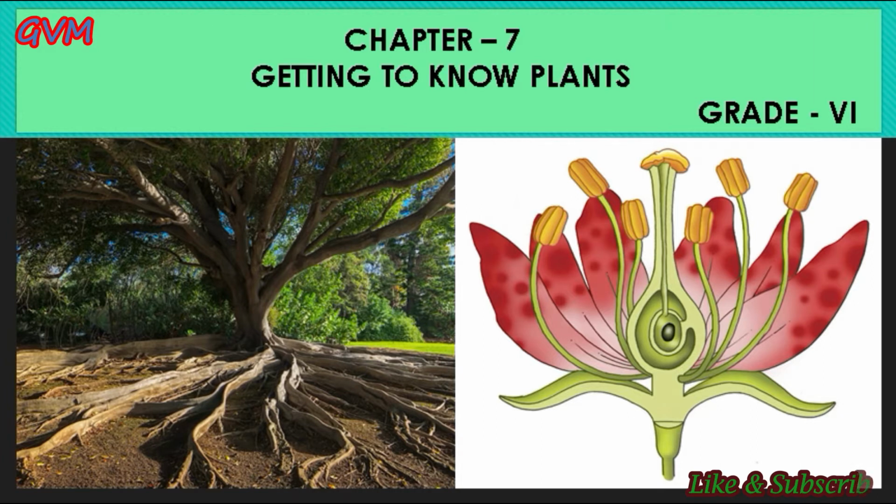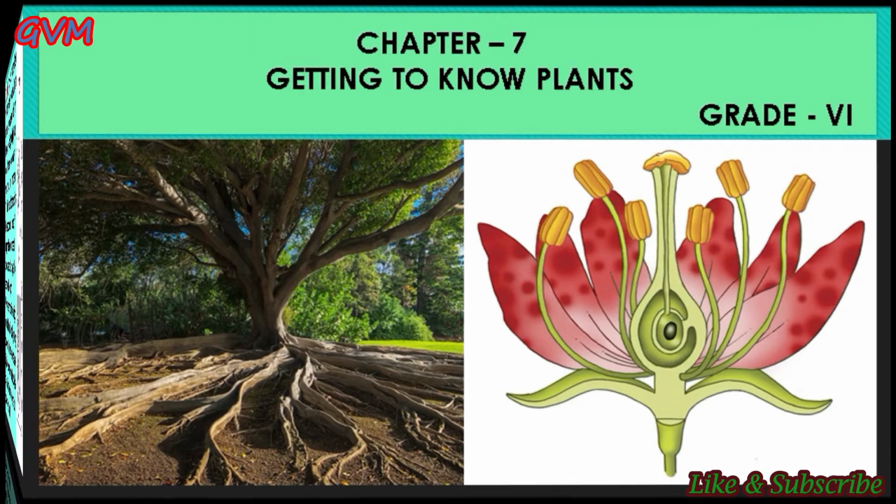Now students, in this part of this chapter we are going to learn and discuss the different types of roots, what is photosynthesis, what is transpiration, and lastly we will also discuss the different parts of a flower. So let's start.